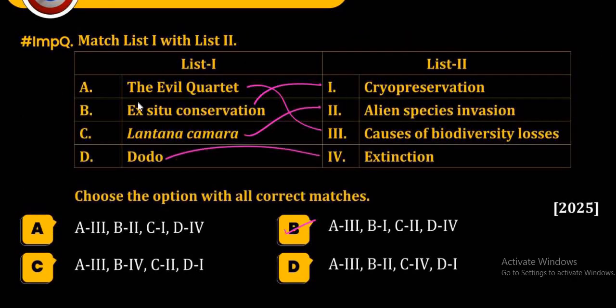Match list 1 with list 2. The evil quartet: cause of biodiversity loss, ex situ conservation, cryopreservation, Lantana camara, alien species invasion, dodo extinction. So the correct option is A.